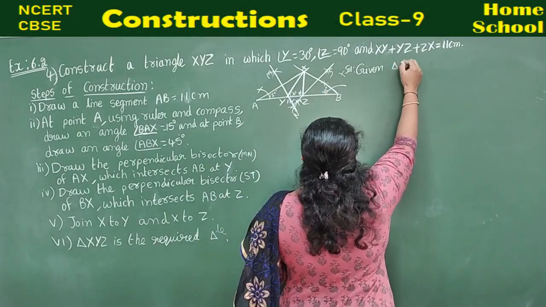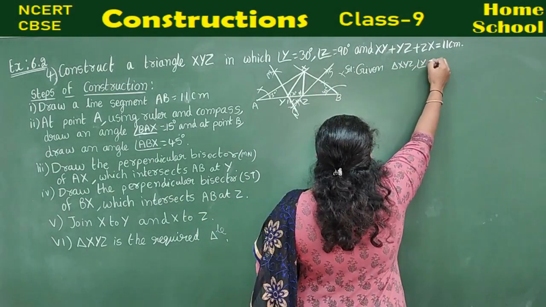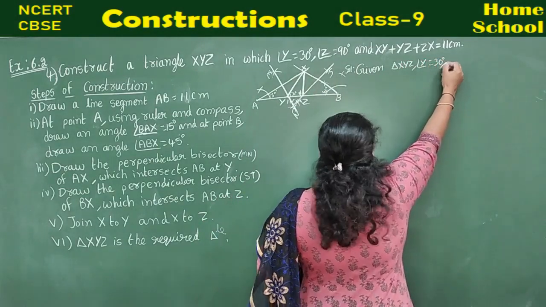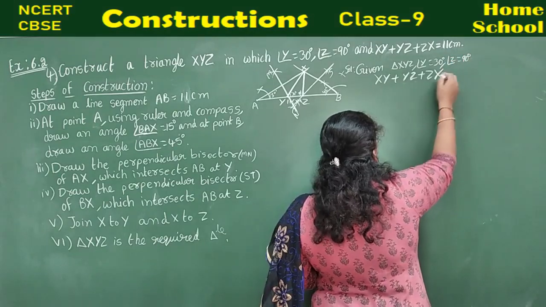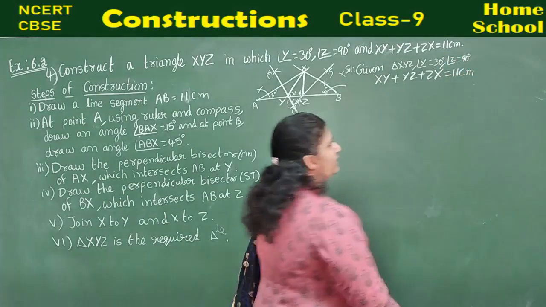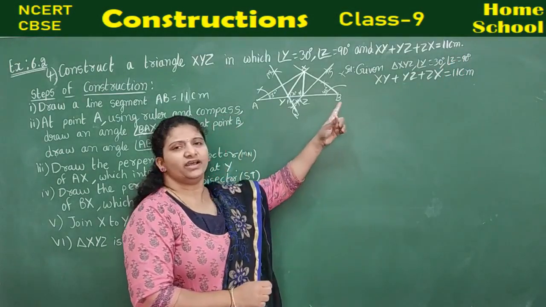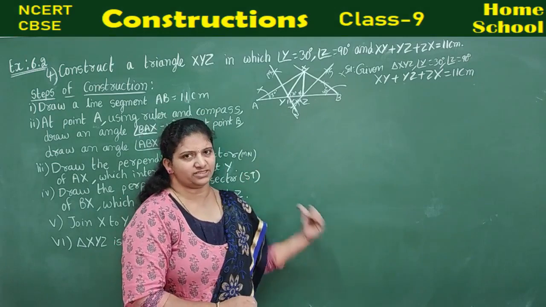Given in triangle XYZ, angle Y is equal to 30 degrees, angle Z is equal to 90 degrees, XY plus YZ plus ZX is equal to 11 centimeters. This is the given data. Then draw the rough figure, then do the original construction and construction steps.